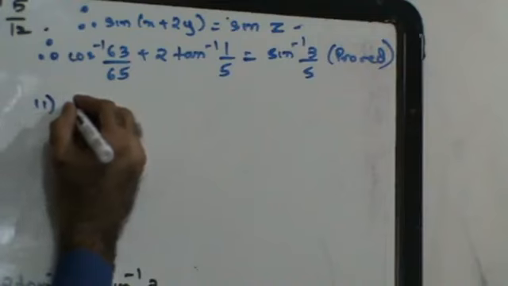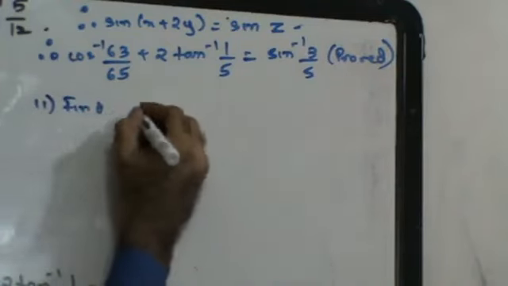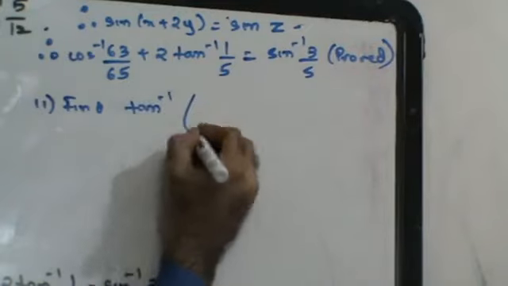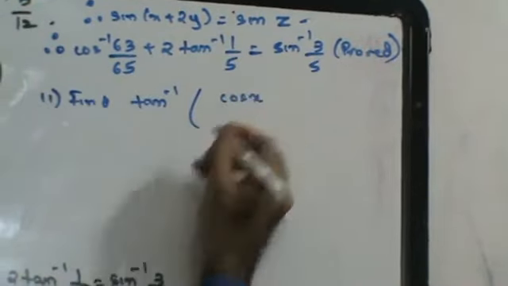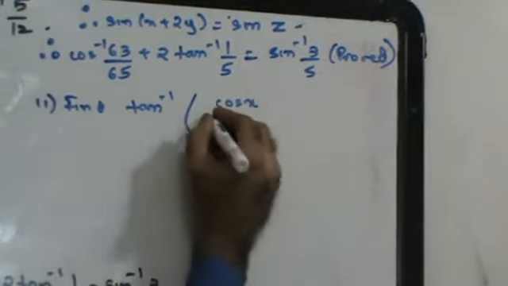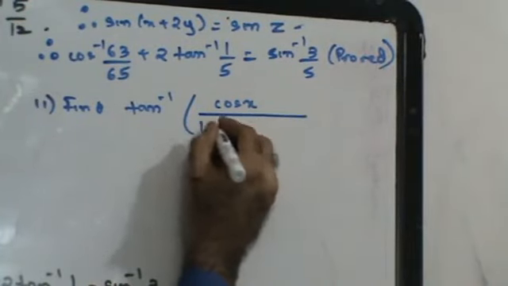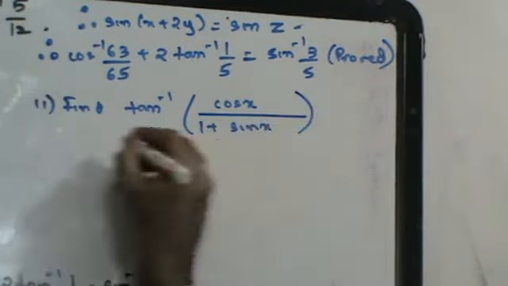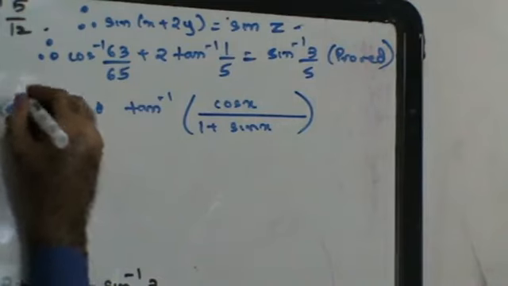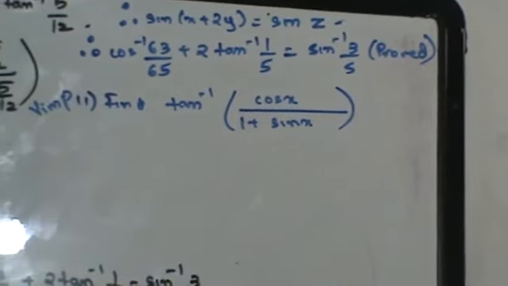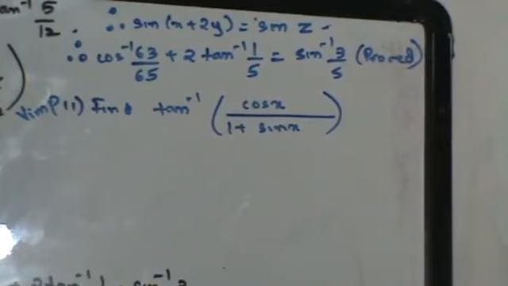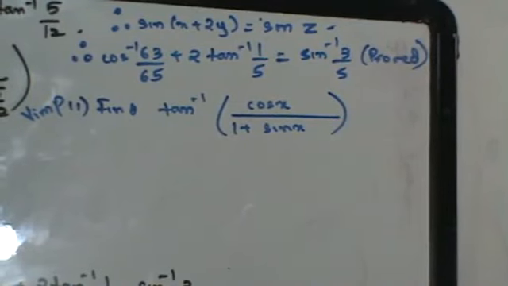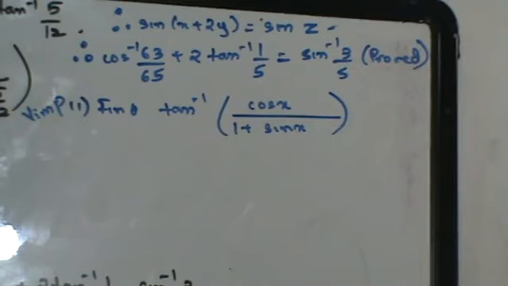Prove that. Awesome. Find tan inverse of cos x upon 1 plus sin x. I think I'll do this. Very important sum from this chapter. These are a couple of very important sums. Now we will have to find the value of tan inverse of cos x upon 1 plus sin x.